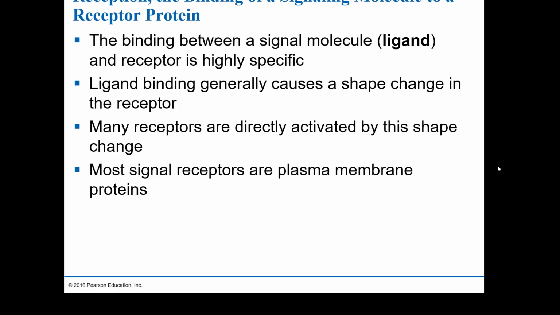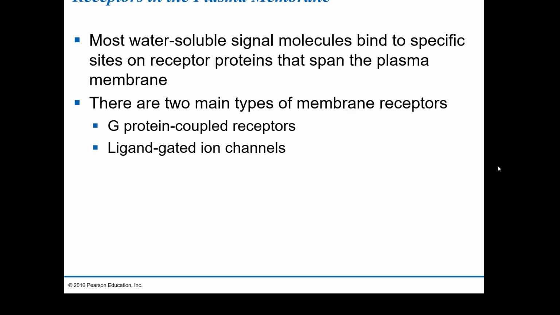Reception, the binding of the signal molecule to the receptor protein, is pretty highly specific because it's only going to accept what fits into it. So the signal molecule is the ligand, and the ligand binding generally causes a shape change in the receptor. Many receptors are directly activated by this shape change. Most signal receptors are plasma membrane proteins. Most water-soluble signal molecules bind to specific sites on receptor proteins that span that plasma membrane.